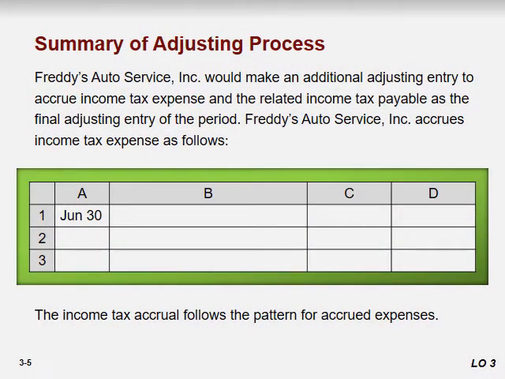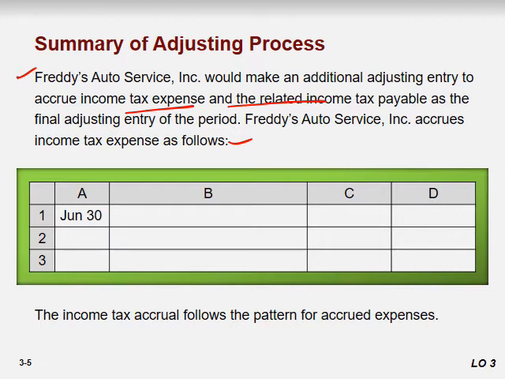So like individual taxpayers, corporations are subject to income tax as well. They typically accrue income tax expense and the related income tax payable as the final adjusting entry of the period. To understand this one, we have an illustration here. Credis Auto Services Corporation would make an additional adjustment entry to accrue income tax expense and the related income tax payable as the final adjustment for the period. So it accrues income tax as follows.